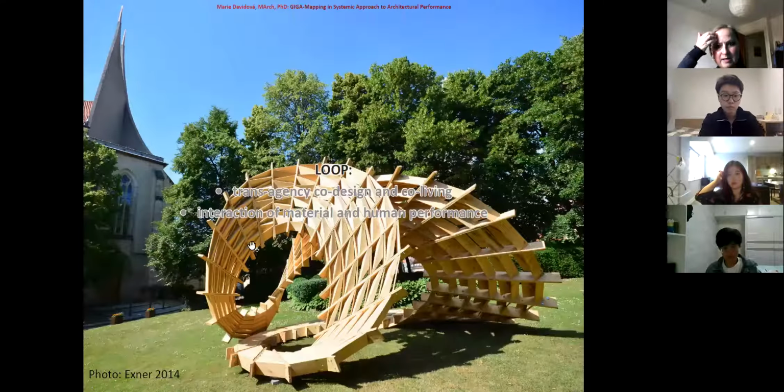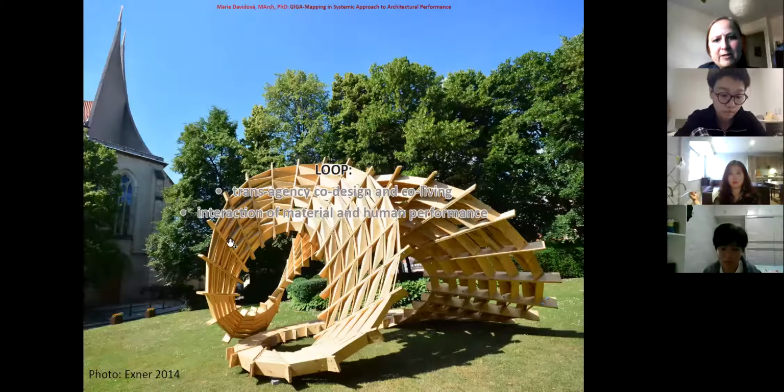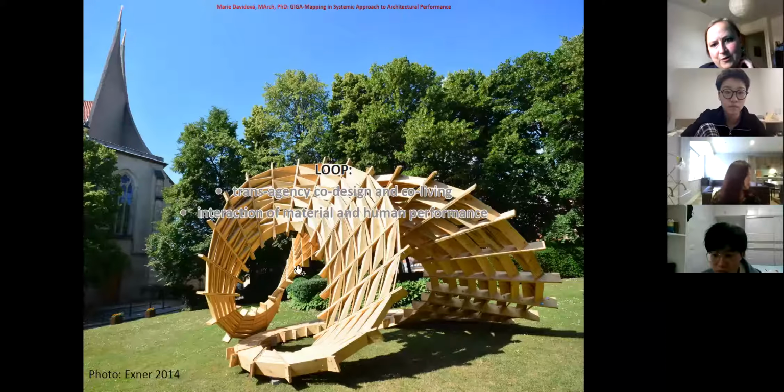This is the Loop Pavilion project. This was my design studio in Prague. It was a bit different because here now you are all designing your own intervention, whereas this was a collaborative intervention where the students were designing a pavilion together, and it was specializing on wood material.